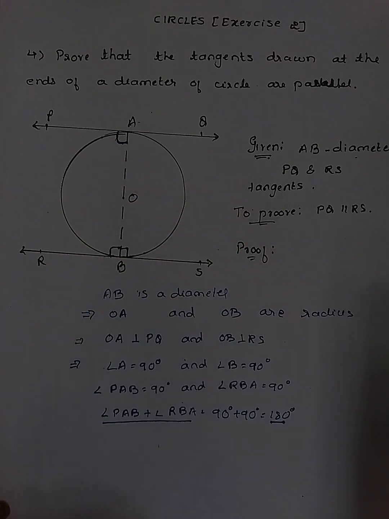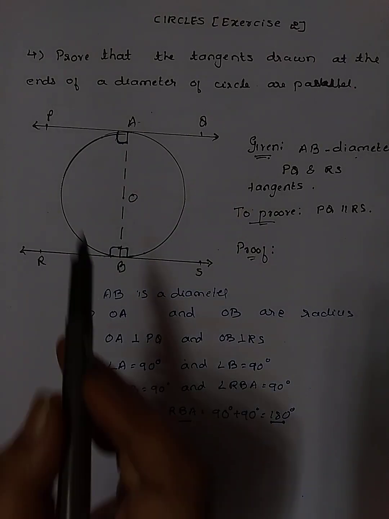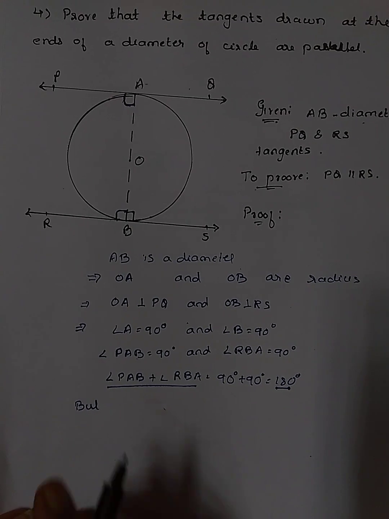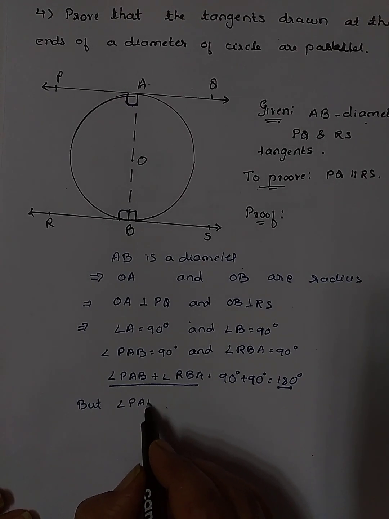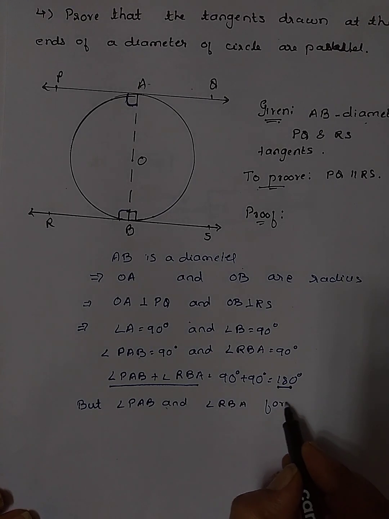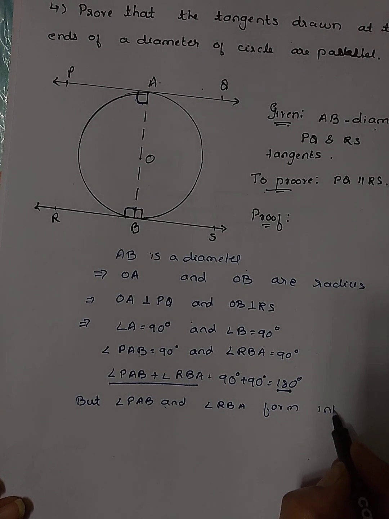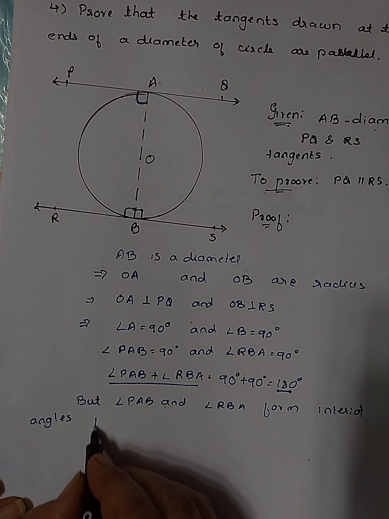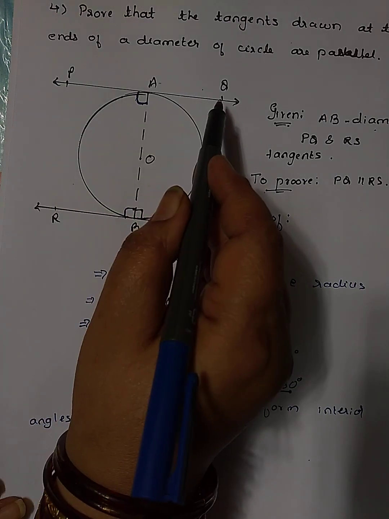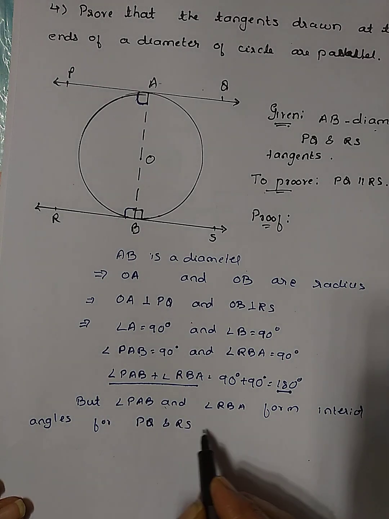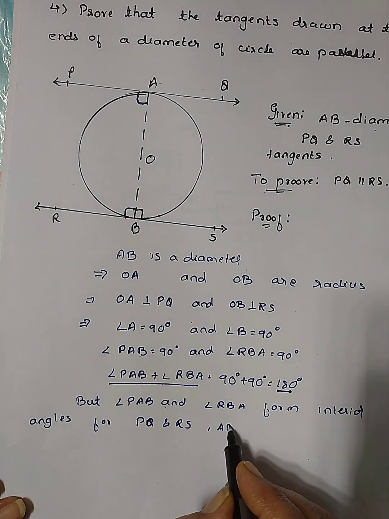A plus B is 180 degrees, which means these are the interior angles formed. But we have to write this in a sentence. What will we write? Angle PAB and angle RBA form interior angles for lines PQ and RS, and AB is the transversal.